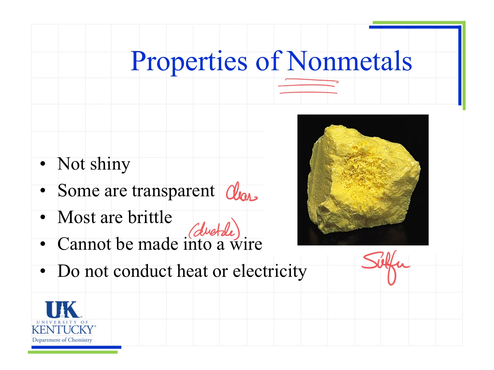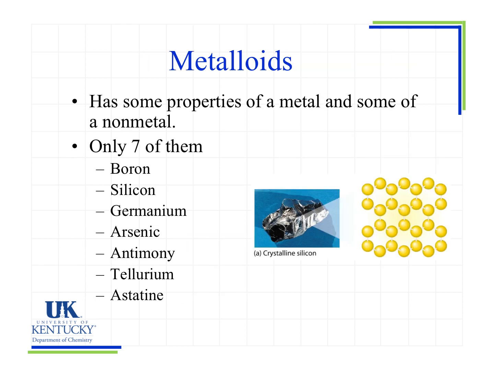They do not conduct electricity. We would call them insulators. Insulators do not conduct heat or electricity. Now there is classification. There's not a whole lot. We see just a list of 7 of them here that are metalloids.